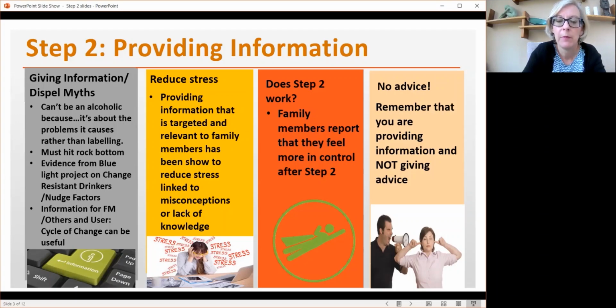But remember, finally, no advice. Our task here is to provide relevant and targeted information and not to be giving advice.